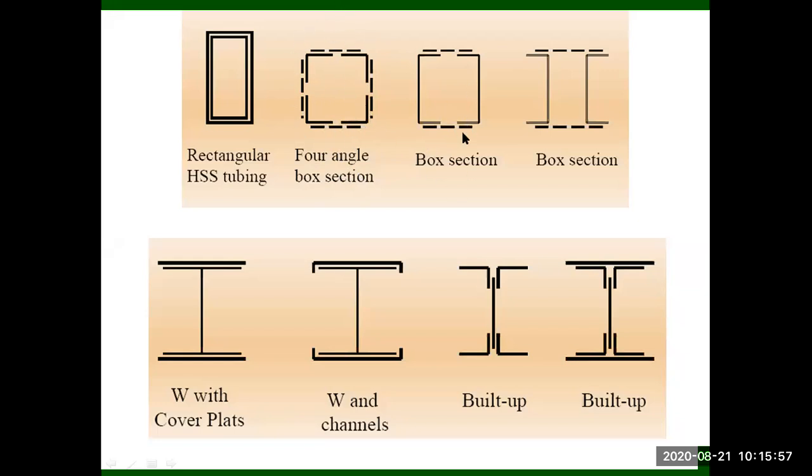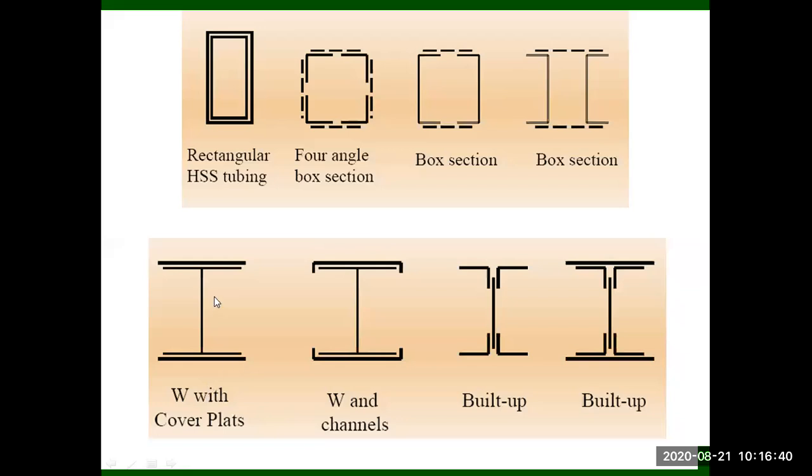So here also is a box section. Two channel sections are connected, placed face to face. This is also called a box section, and we can use it as a compression member or for column purposes. Here again a box section is there. Two channel sections are connected and placed on opposite sides, with the facing sides face to face. Two angle sections are placed here, but back to back.